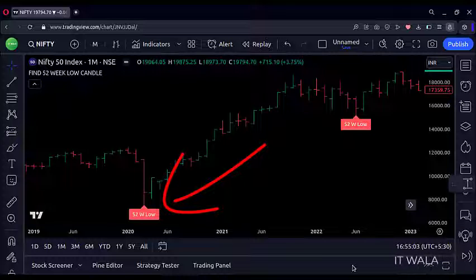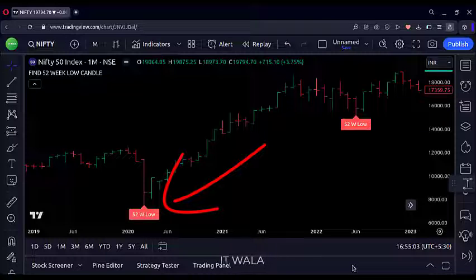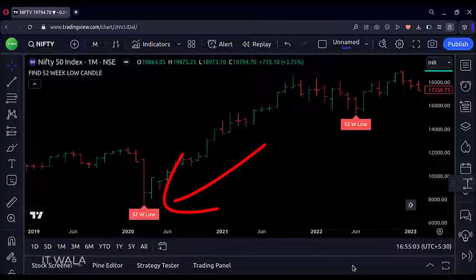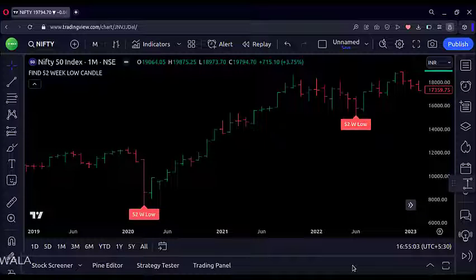You can count 12 candles before this signal, including this candle itself, and see that this candle actually has the lowest low among all those candles. Similarly, you can also find 52 weeks high. I'm not covering that part in this video as it is exactly the same.